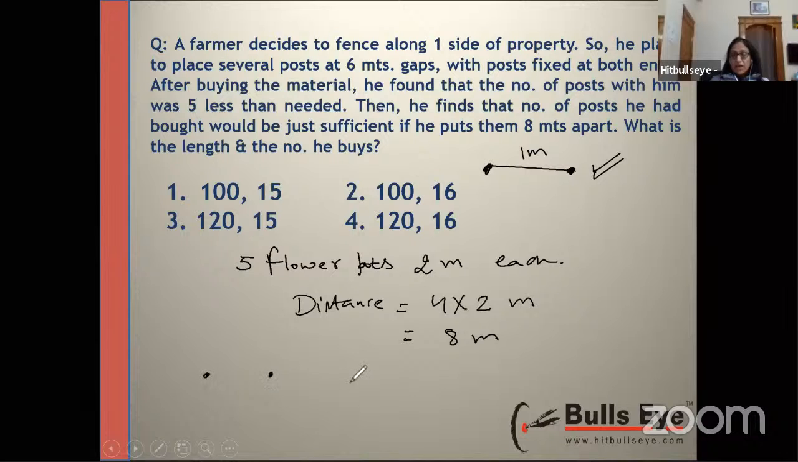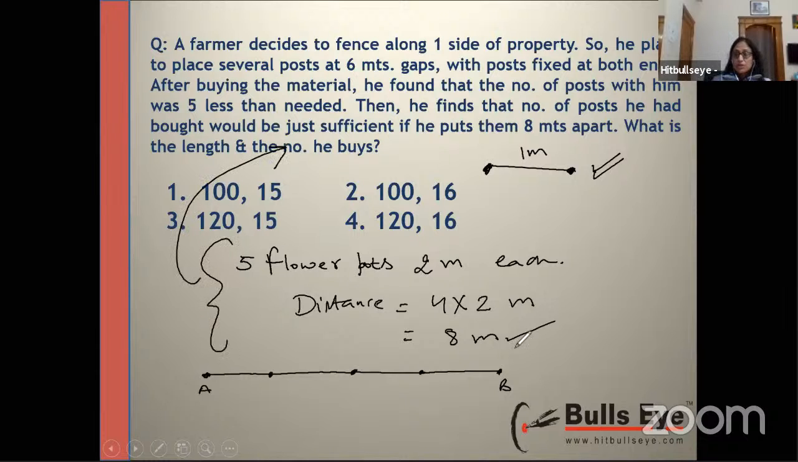I'm using 5 flower pots. And I have started with a flower pot and I have ended with a flower pot. I'm covering this distance from A to B. What is the distance covered by you? 2 meters, another 2 meters, another 2 meters, and another 2 meters. So 2 meters has been covered only 4 times, not 5 times. So the total distance covered is 8 meters. Use this knowledge for this question now.